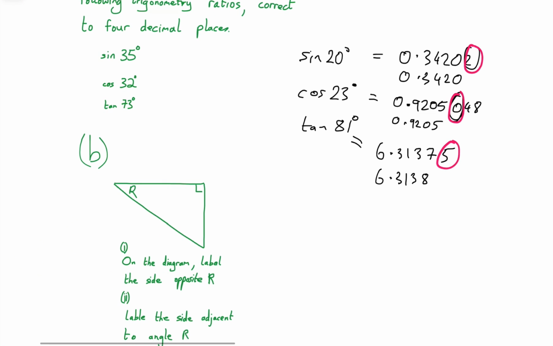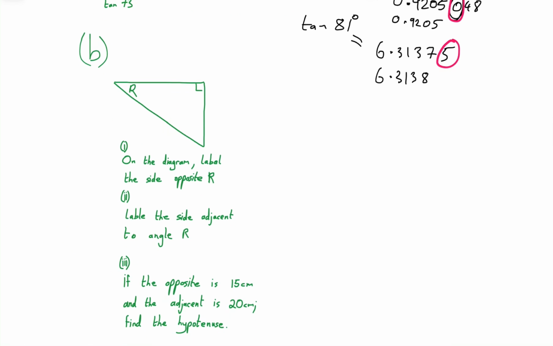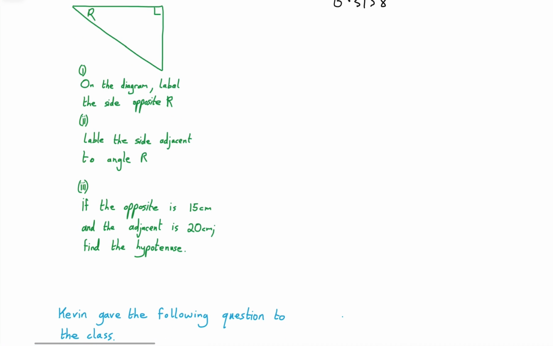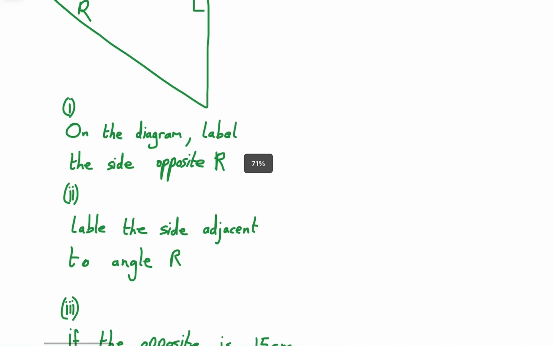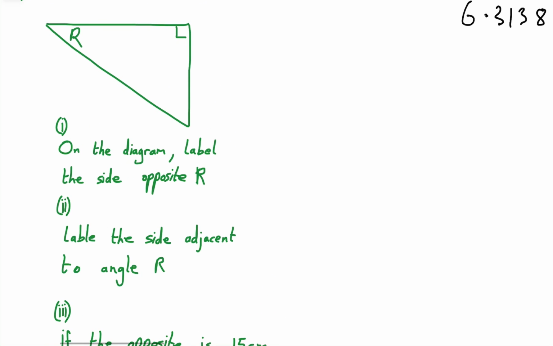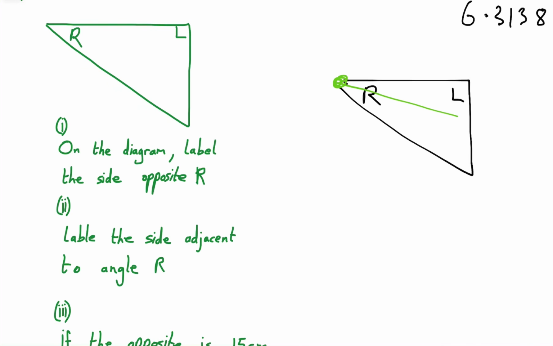Excuse me. Okay, so we have a triangle here in part B. On the diagram, label the side opposite r. So if I draw a very similar triangle, there's my r. Which side is opposite r? Start here and I just go bang. There's my opposite r.